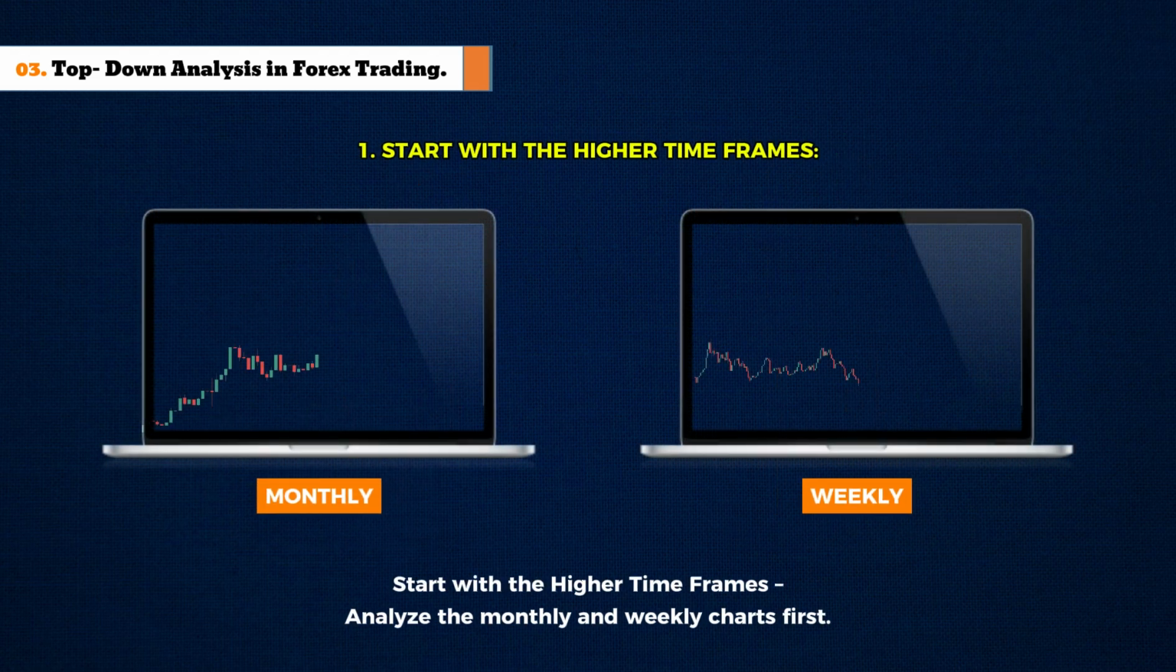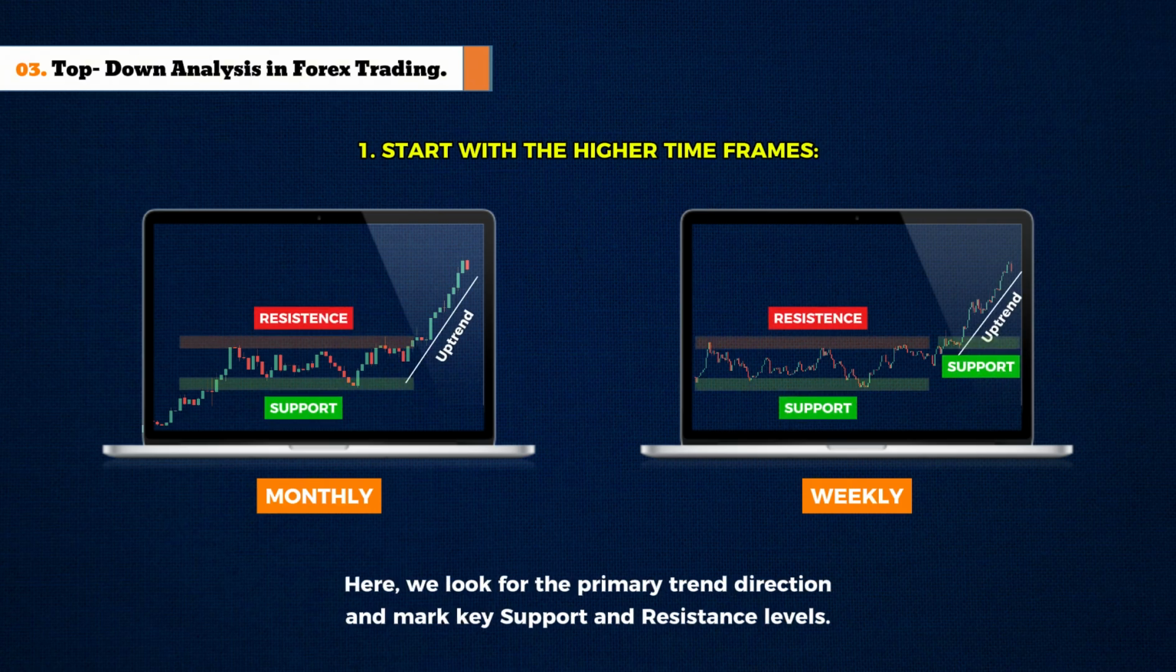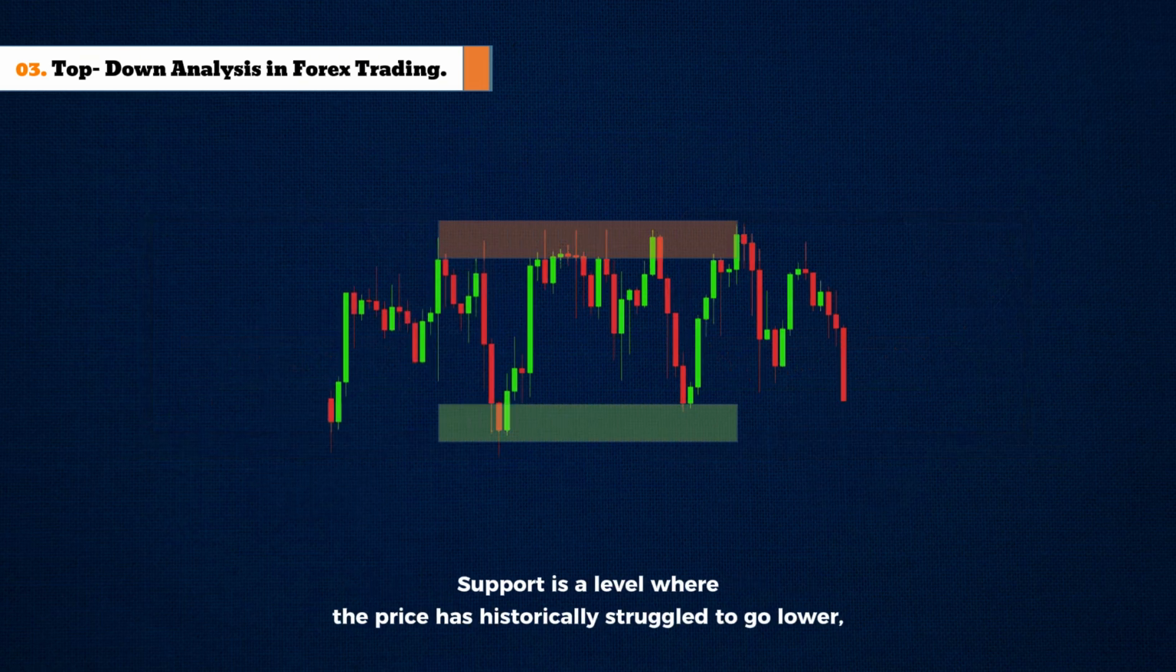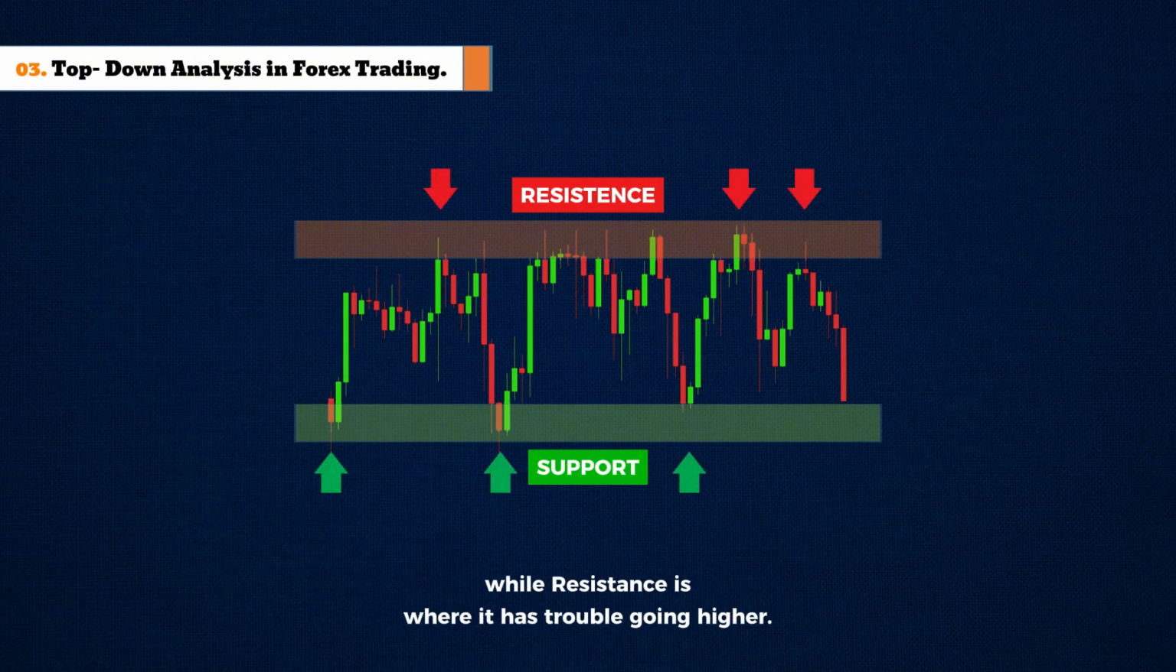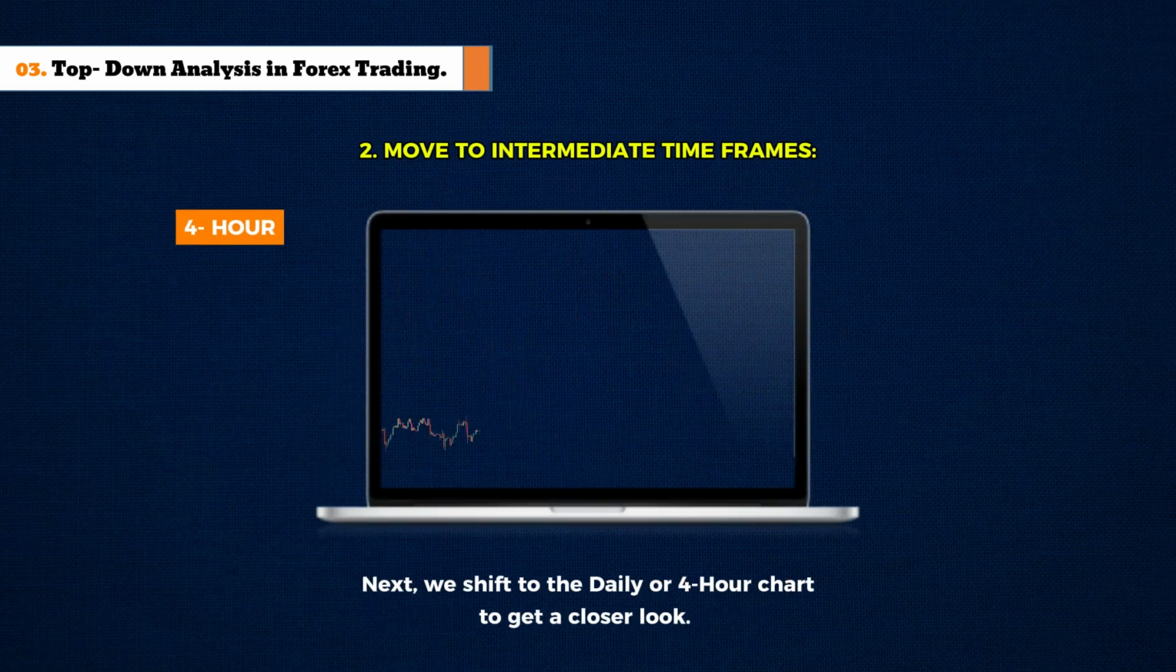Start with the higher time frames. Analyze the monthly and weekly charts first. Here, we look for the primary trend direction and mark key support and resistance levels. Just remember, support is a level where the price has historically struggled to go lower, while resistance is where it has trouble going higher.